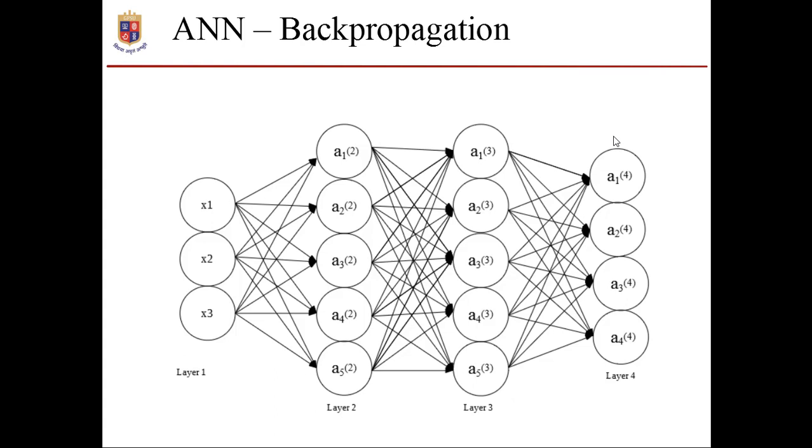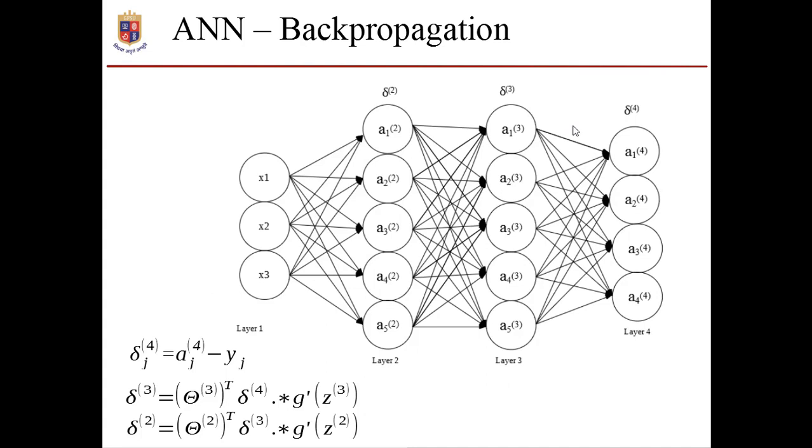In the next slide we will take one example and we'll try to understand how these errors can be calculated. These errors will be denoted by delta, small delta. As you can see, for the layer 4 the error is delta 4, for layer 3 it's delta 3, and for layer 2 it's delta 2. Again repeating the same point, we will not be calculating the error for the first layer, that is the input layer.